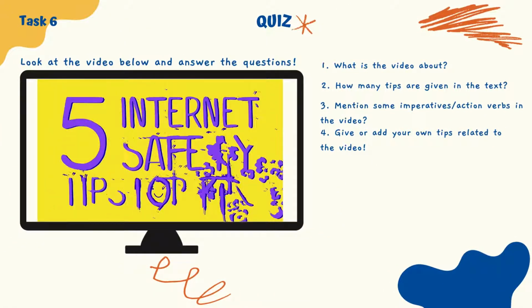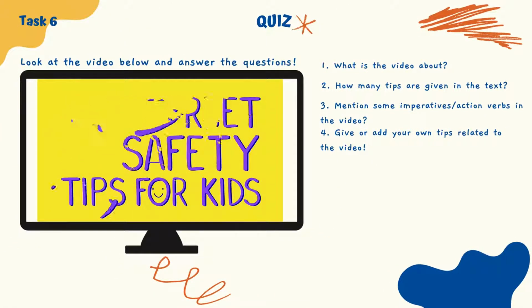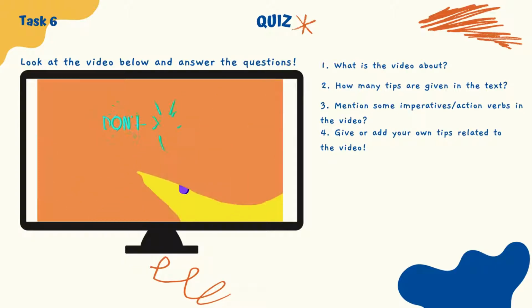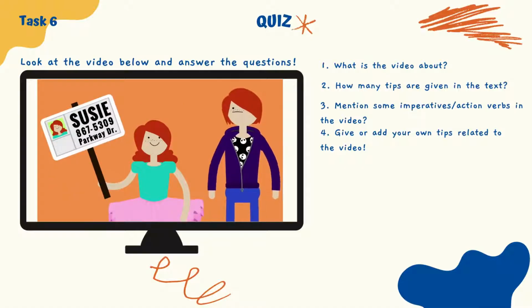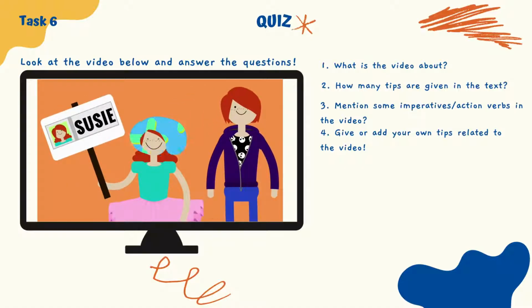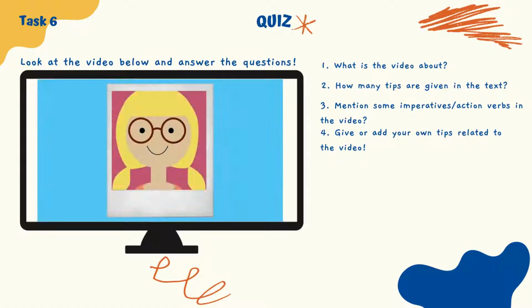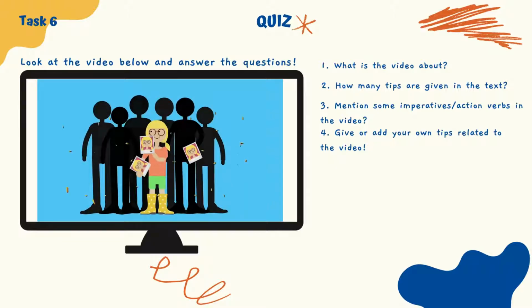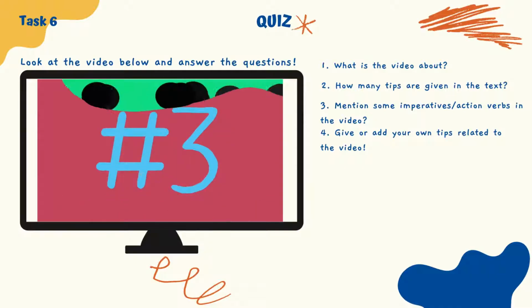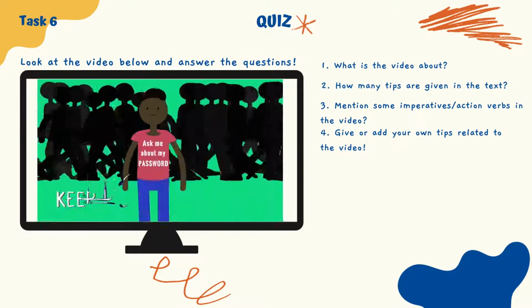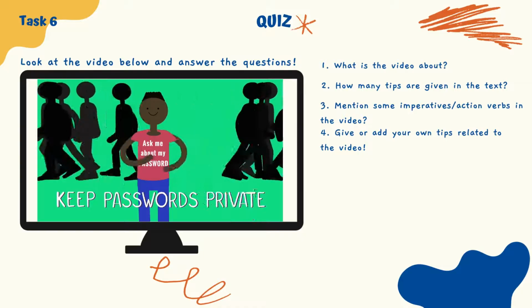Here are 5 internet safety tips for kids. Number 1, don't give out personal information such as home address, school name, or phone number. Number 2, never send pictures to strangers. Number 3, keep passwords private except from parents.